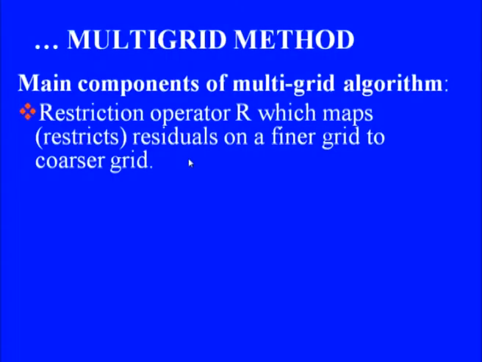Now what are the main components of a multigrid algorithm? We are dealing with different sets of grids, whether actual physical grids or a set of algebraic operators. So we need an operator R, which we call the restriction operator, which maps or restricts residuals on a finer grid to the coarser grid. So we are restricting from a large number of grid points to a smaller number of grid points. That's why the word used here is restrict, and the name of this operator is restriction operator. We normally use the symbol capital R for the restriction operator.